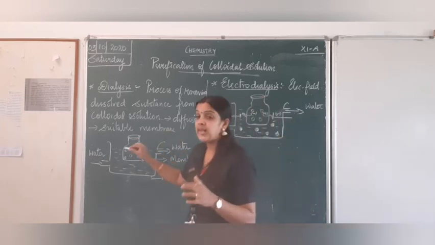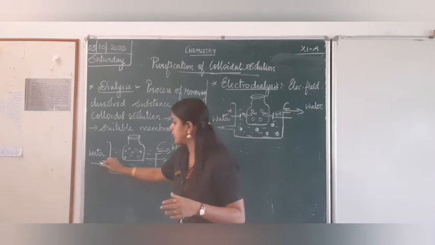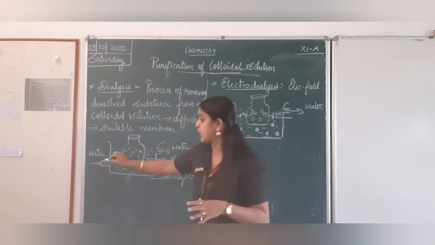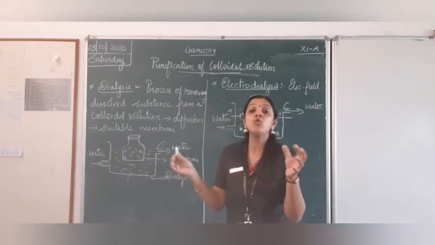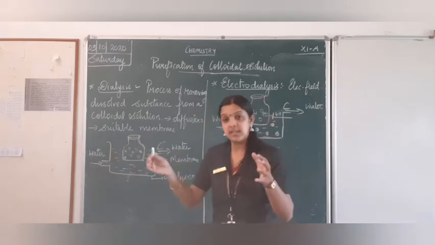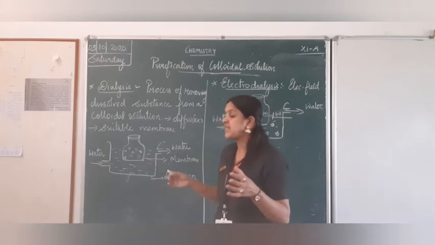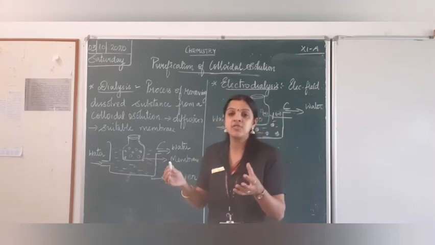So the impurities can come out of this membrane and only the colloidal solution will remain inside the bag. What am I going to do? I am going to pour water continuously from one side. So this running water will make this membrane move, in the sense not directly, but it will just tilt the colloidal solution inside.